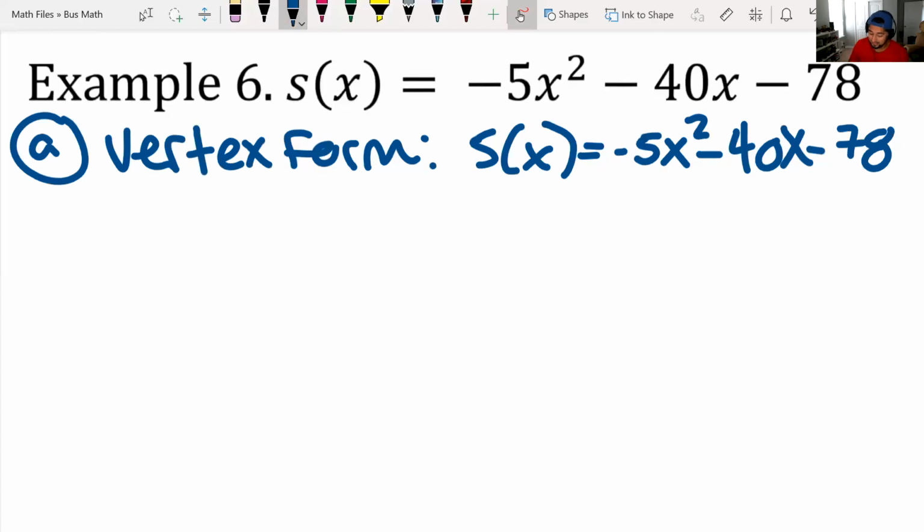We see that the leading coefficient is not 1. The leading coefficient is -5, which means we're going to have to make it 1 by factoring out the -5. I'm going to say factor -5 out. And to give us more room, I'll continue down here. So we'll start on the left.